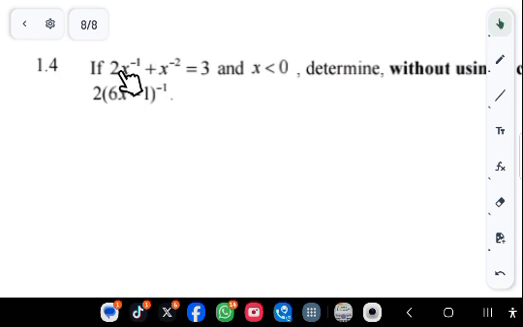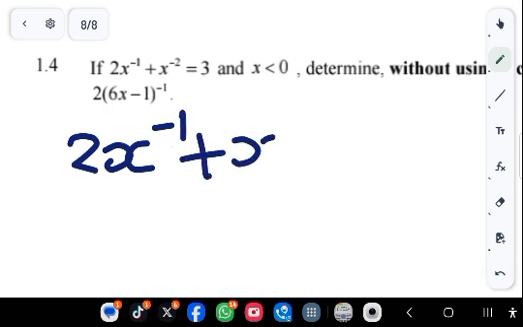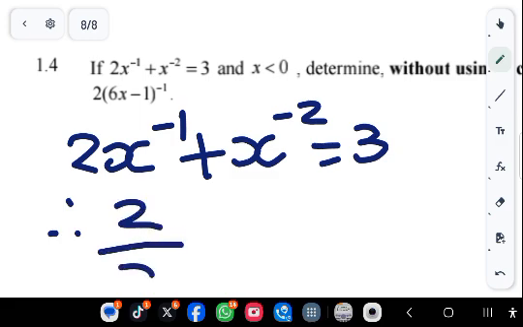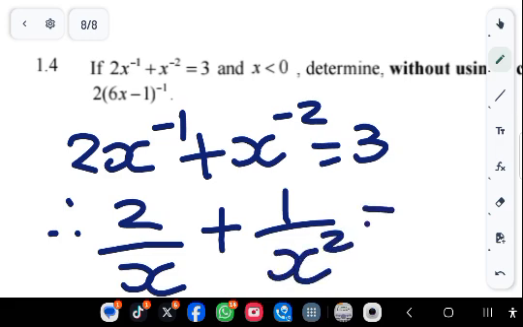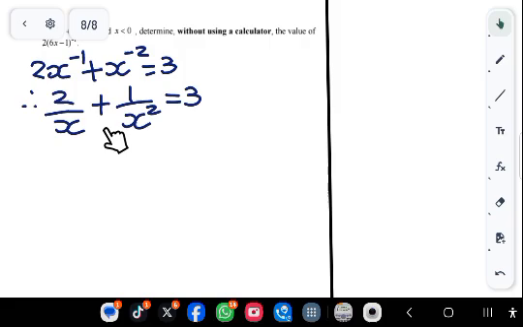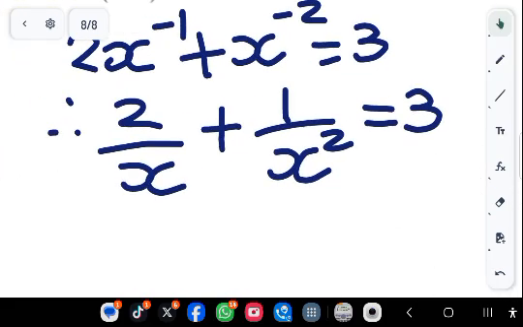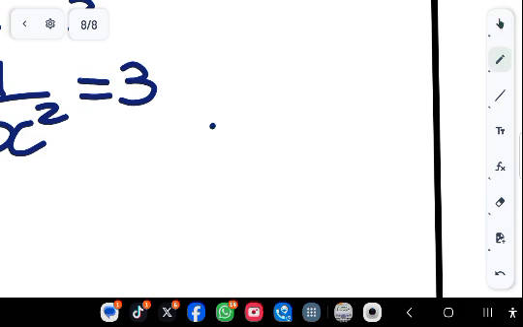So what you do is you use your knowledge of exponents to rewrite this into exponential form with a positive exponent. That's the first step. Plus x to the -2 equals 3, and solve it. So we'll get a rational equation. So that is 2 over x plus 1 over x squared equals 3. Now this gives us a rational equation which we must find a lowest common denominator for, which is x squared. LCD equals x squared.